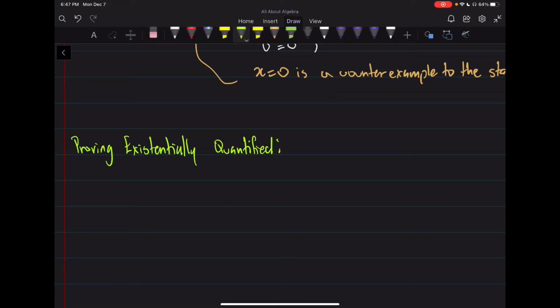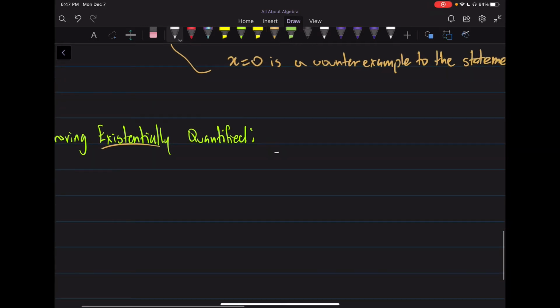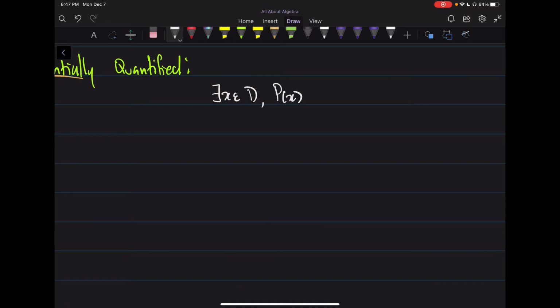So now if we're trying to prove an existentially quantified statement, using the knowledge that we have from previous weeks, we know that this would be: there exists an x in some domain such that p of x would be true. So how would we prove this exactly? Well, to show this is true, we can just solve an equation. We can just solve for x in p of x. Now, let me show an example.